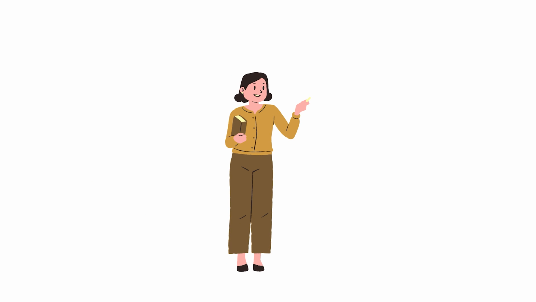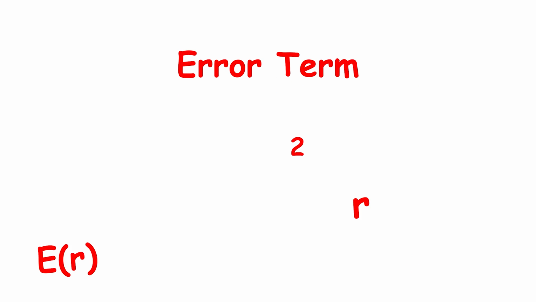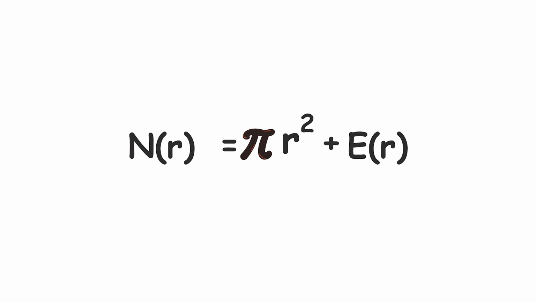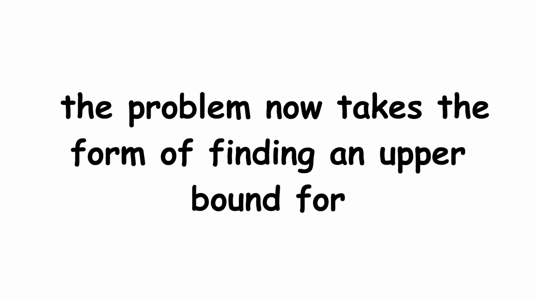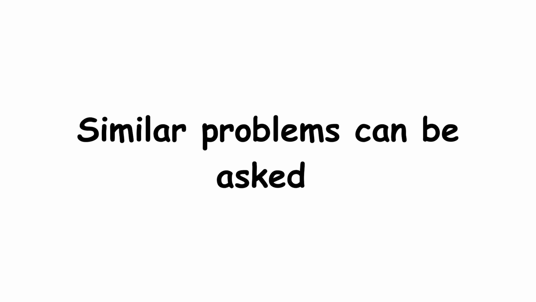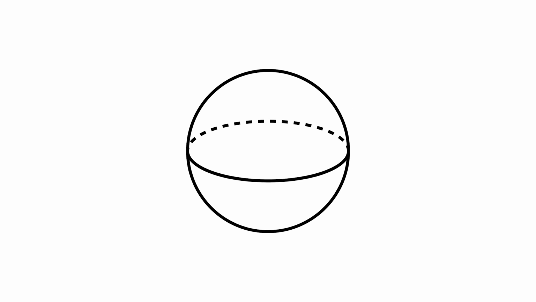We can express this approximation by adding an error term. An error term is an expression added on in order to account for the difference between an approximation and the true value. Here, the equation is n of r equals pi r squared plus e of r. Therefore, the problem now takes the form of finding an upper bound for e of r, where progress continues to this day. Similar problems can be asked of shapes other than circles, such as conic sections or spheres in three-dimensional space.